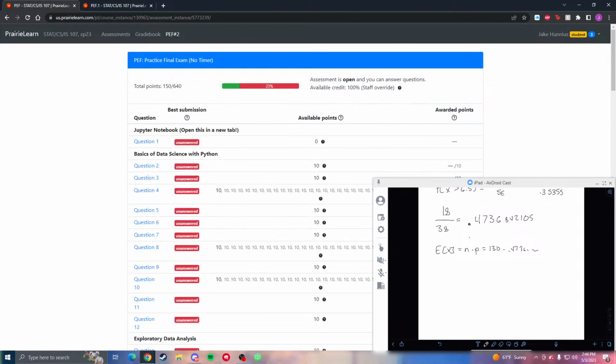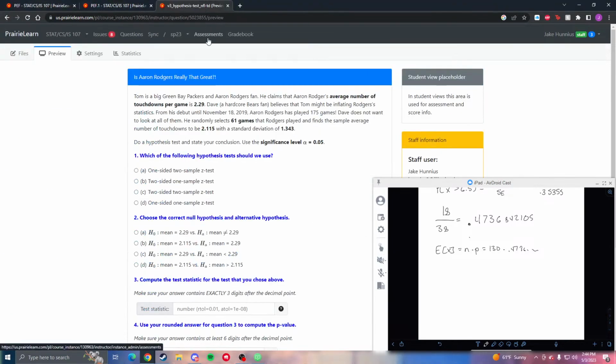That's it. Okay. So the Aaron Rodgers question. All right. So Tom is a Green Bay Packers fan and an Aaron Rodgers fan. Aaron Rodgers is a Jet now, so that's great. We love that. He claims that Aaron Rodgers' average number of touchdowns per game is 2.29. Dave, a hardcore Bears fan, believes that Tom might be inflating Rodgers' statistics.